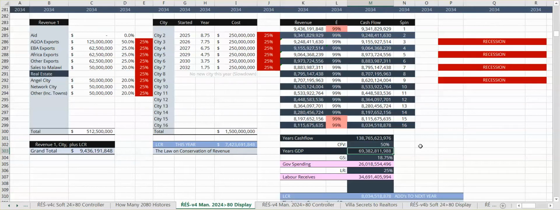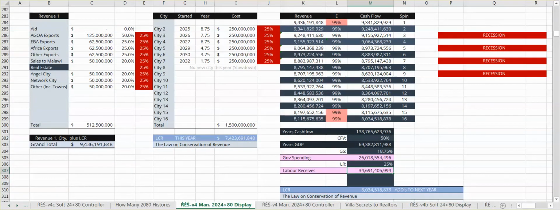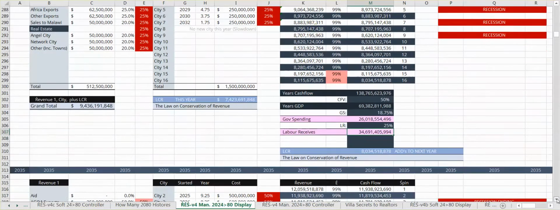Government spending is 18.75%, so 26 billion. Labour receives 25%, so 34.69. Although to a degree, 50% of what Labour spends its money on could be allocated as government spending, so you can flip that around if you want. Okay.